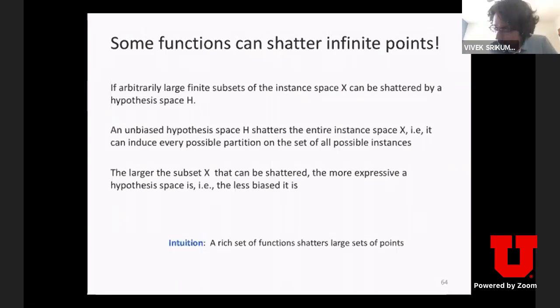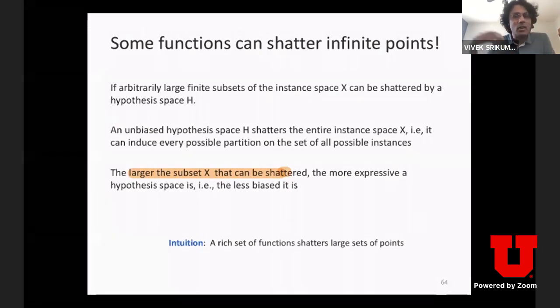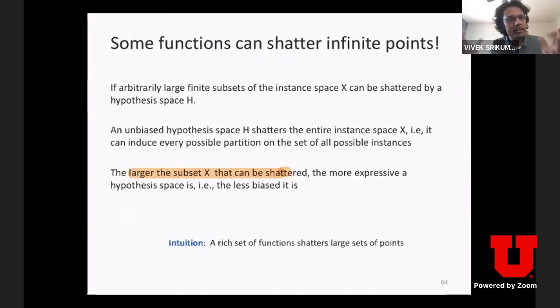Which means that if a larger set of points can be shattered, we say that the hypothesis space is more expressive. However, if you have a weaker classifier, meaning a classifier that cannot shatter a large number of points, it gets interesting, right? If a classifier cannot shatter a large number of points and yet it achieves a low training error, it seems like you've discovered a regularity in the data.